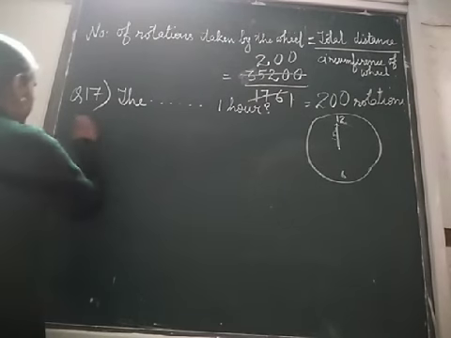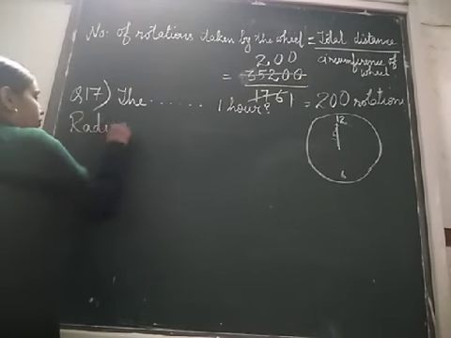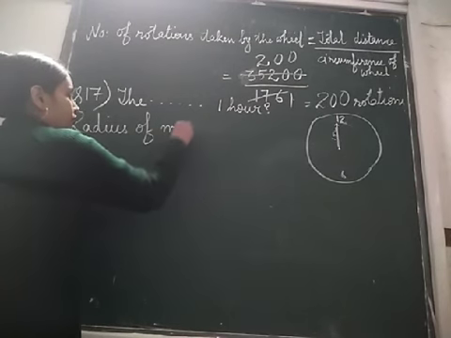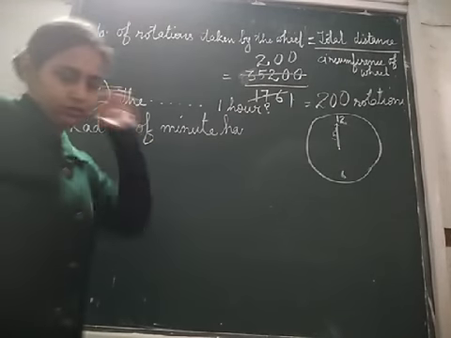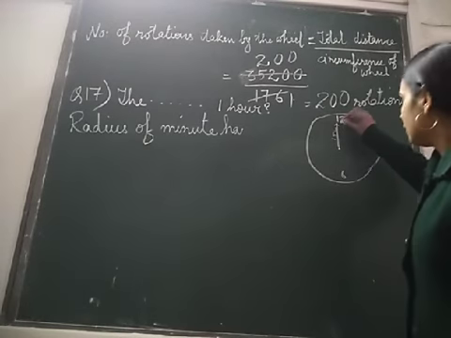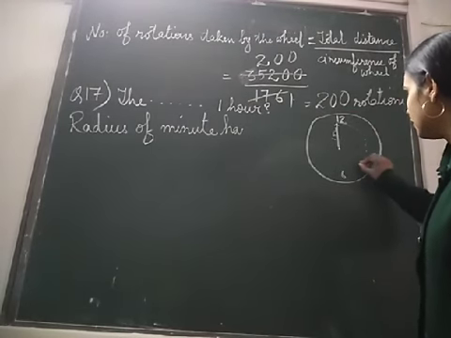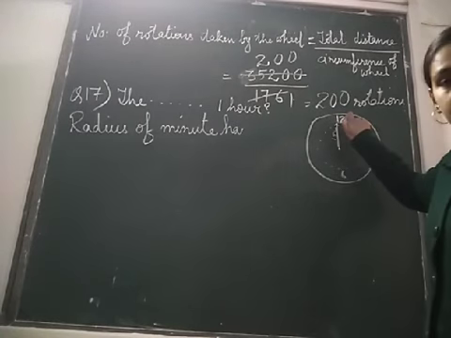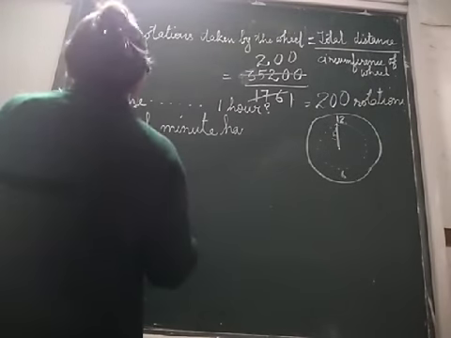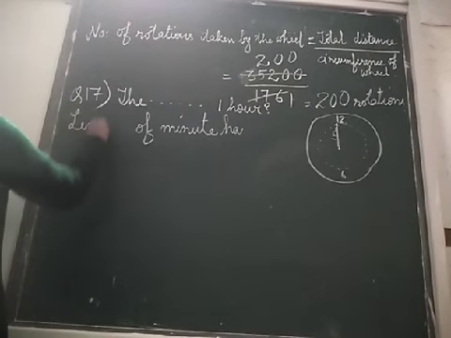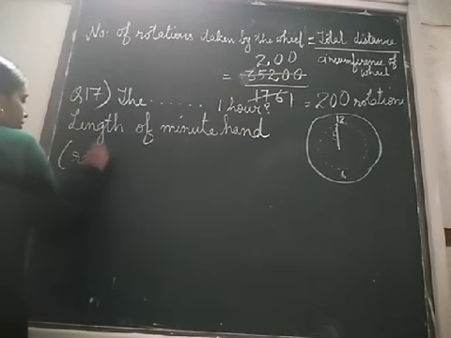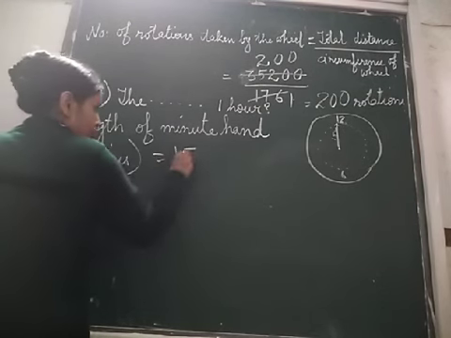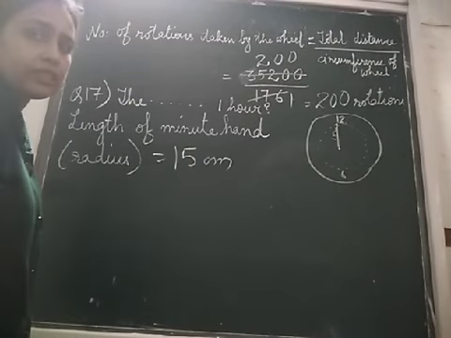So let's start. What is given? That we will write first. Radius. Instead of writing radius directly I have written length of the minute hand, because this will take the distance like that, circular round. So this only becomes the radius, correct? Length of the minute hand, in bracket radius, which is equal to 15 centimeters, children.